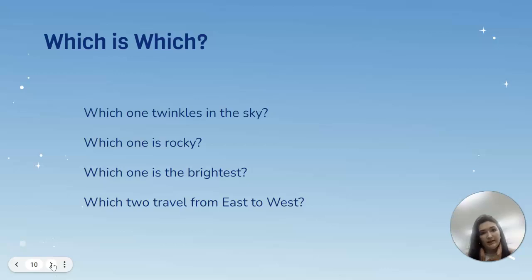Which one is the brightest? If you said the sun, you would be right, remember? Because the moon and the stars don't shine as bright as the sun. Now, which two travel from east to west? Remember, it's kind of like that half circle we were talking about. Okay? If you said the sun and the moon, you would be right. The stars do seem to change in the night, right? But the ones that we're going to focus on today, moving from east to west, are the sun and the moon.